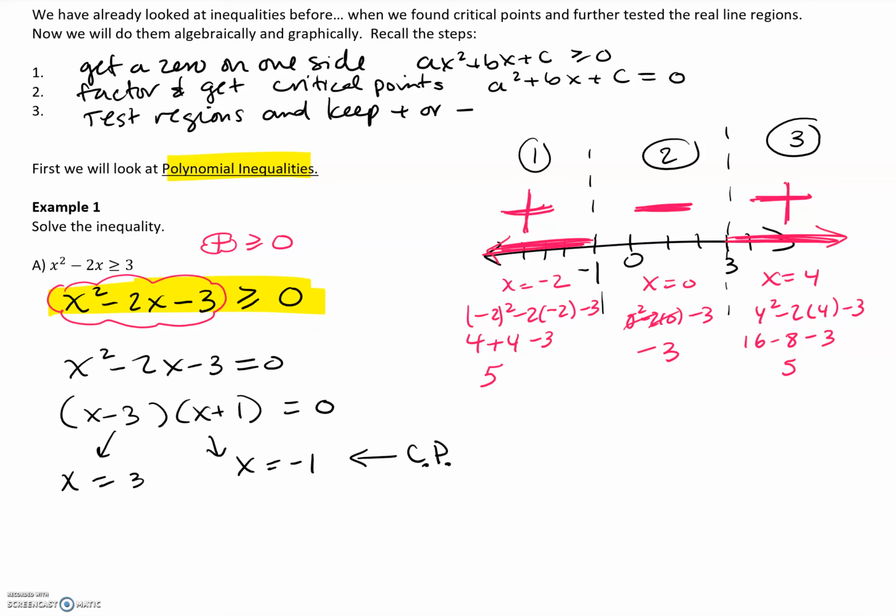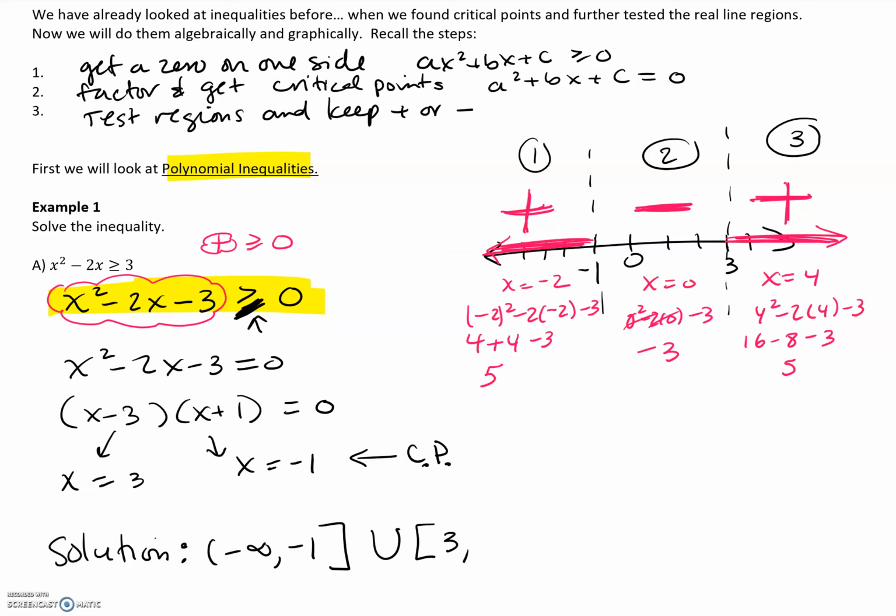In other words, our final solution for this inequality is from negative infinity to negative one. And I'm going to include that because of the equal sign in the problem. So the equal sign says include that, union 3 inclusive all the way to infinity is my final solution if I apply the methods that we did in the past.